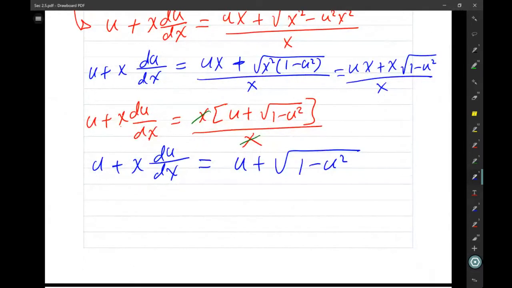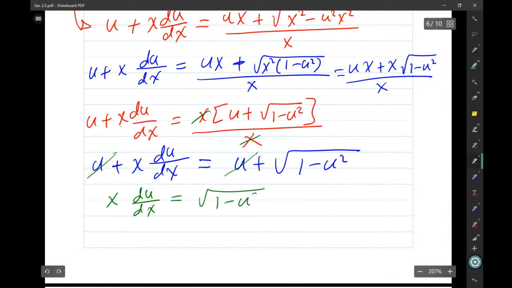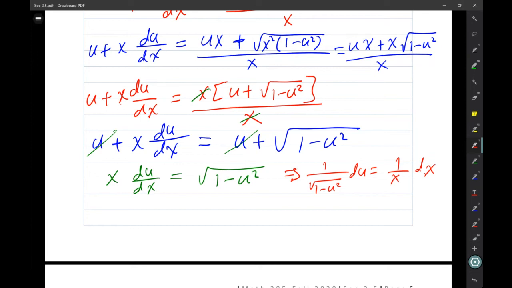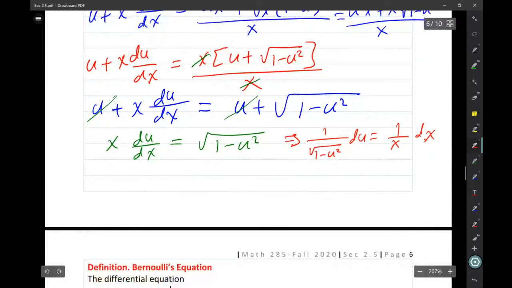Now take u to the other side. This u will cancel this u. So x times du by dx is equal to square root of 1 minus u square. Divide by the square root of 1 minus u square and by x. What does it give us? 1 over square root of 1 minus u square du is equal to 1 by x dx. Now integrate both sides.